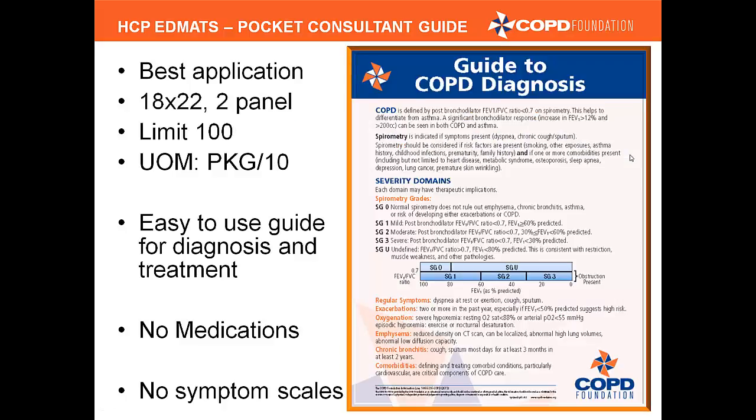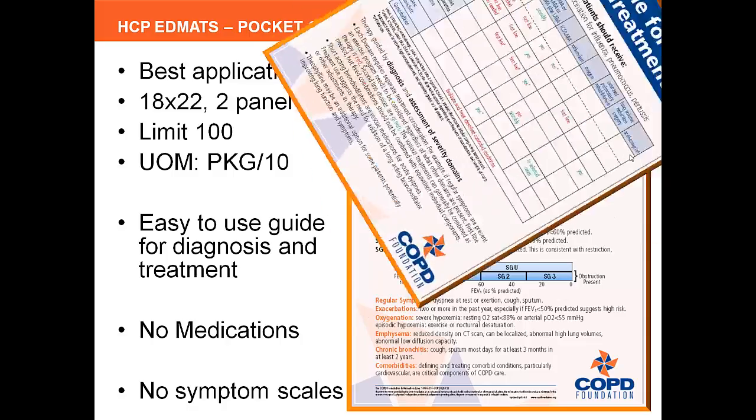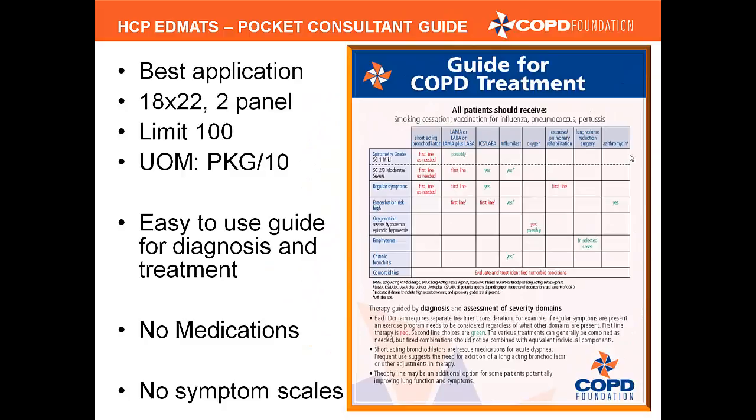The next version is our poster. The posters are commonly used in offices, clinics, respiratory care departments, academic centers. These are very common in clinic rooms where healthcare professionals can have conversations with their patients by doing spirometry and diagnosing COPD. They can show them where they belong on this therapy chart, and they can show them where they belong in the guide for treatment, first line, second line therapy. These come in packages of 10. There's a limit of 100 packages per order. And these are 18-inch by 22-inch, and they're 2-panel. Front and back side are printed. This is what it looks like on the back side.